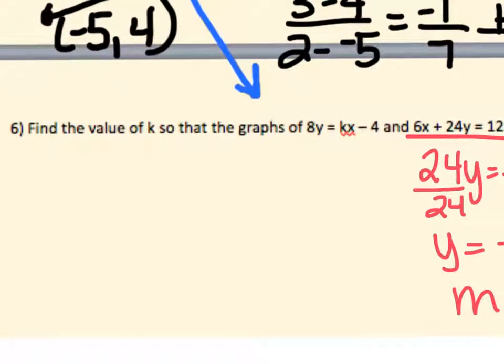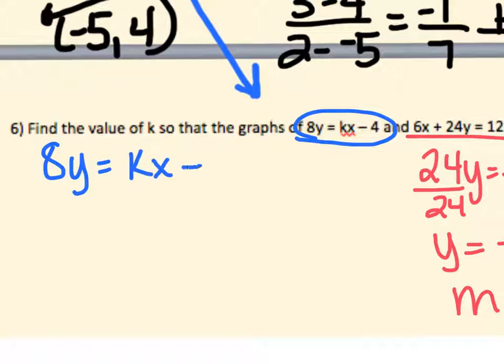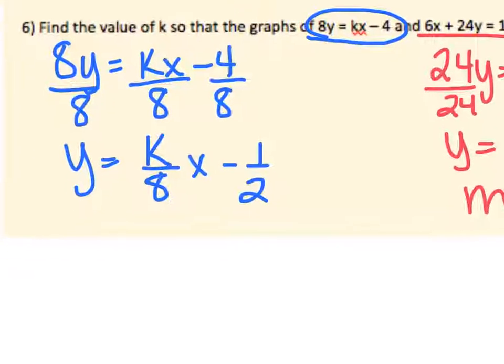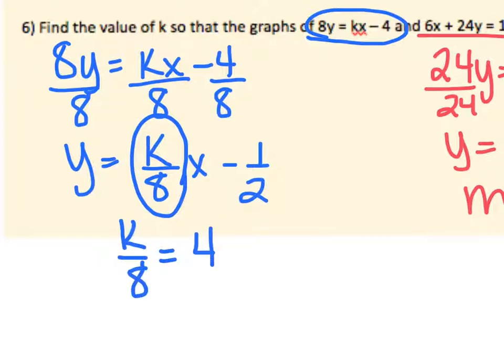So what I'm going to do now is I'm going to take this line. I want to solve for y. So I have an expression that is relative to the x. It's going to be k/8 x minus 1/2. So typically this number would be our slope, but we don't know what that is. But I need to force it to be 4 so it's perpendicular to the other one. So k/8 is going to equal 4, so that means k is going to equal 32.